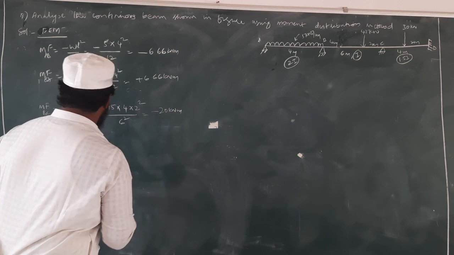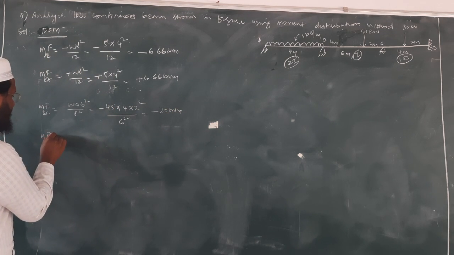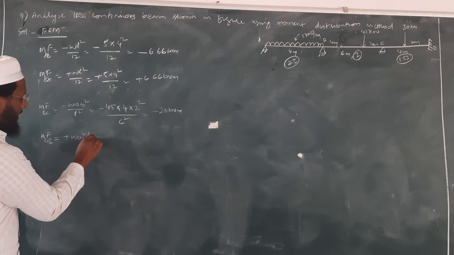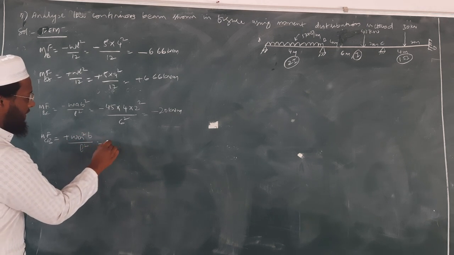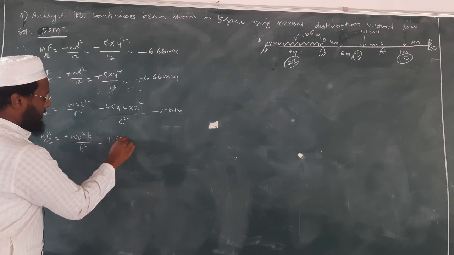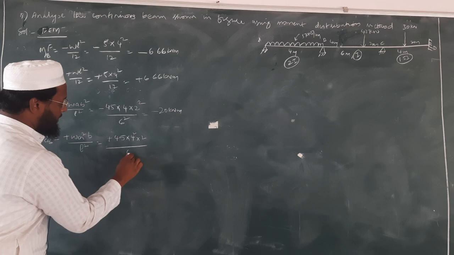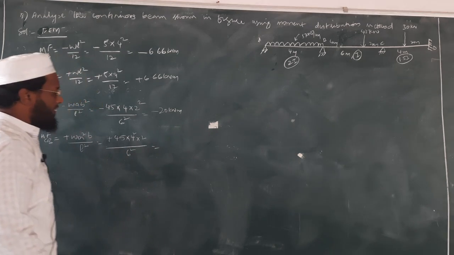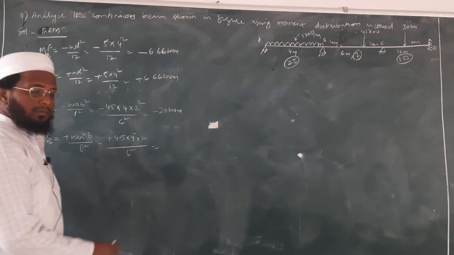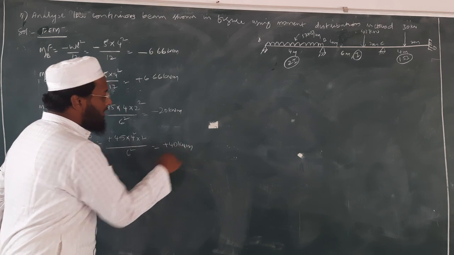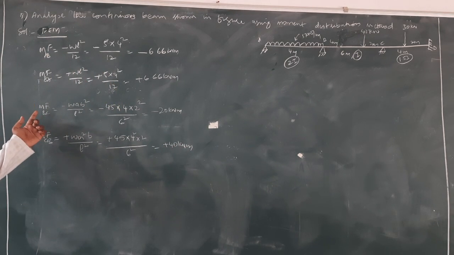Now what about MF CB, plus W A square B by L square. So plus 45 into 4 square into 2 divided by 6 square. Tell me the value. 40 kilonewton meter. So AB, BA, BC and CB is over. We will go for CD.